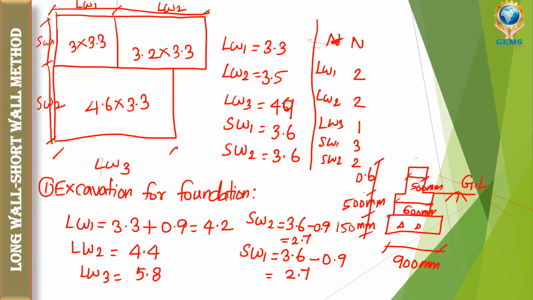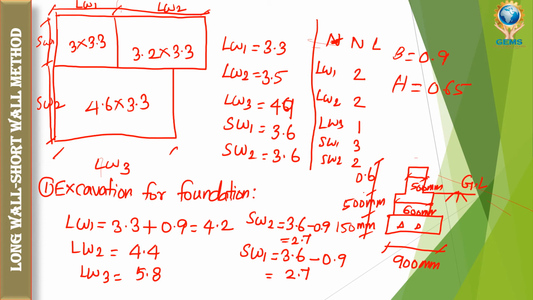So the length values we have already solved. Then the breadth of everything equal to 0.9. Then the height of everything equal to 0.65. We need to add from the ground level, right? So 0.5 plus 0.15 equal to 0.65. After multiplying number, length, breadth, and height, we will get the quantity of LW1, LW2, LW3, SW1, SW2. We will get all the values.